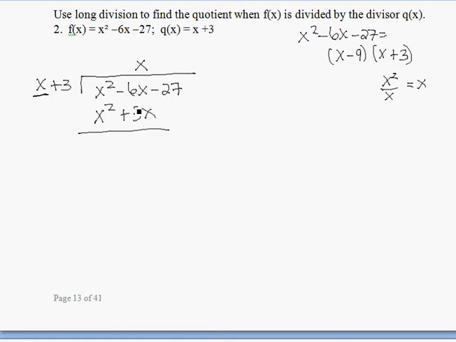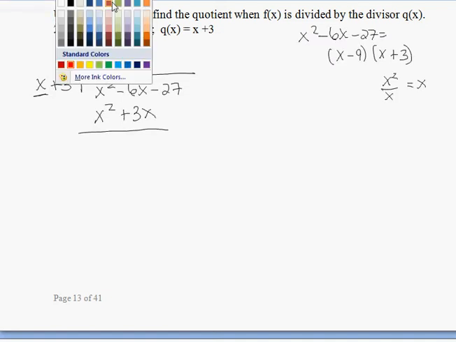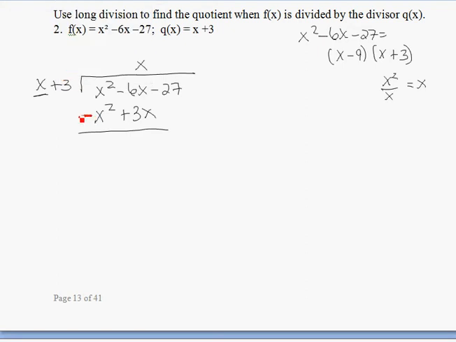And now I'm going to subtract these two, or I'm going to change the sign. I'm going to change the sign of those two terms. So they were both positive, and now they're negative. So now I'm going to combine like terms. These two cancel out. If the lead terms don't cancel out, that means you did something wrong. Then I have negative 6 minus 3, which is negative 9x, minus 27.